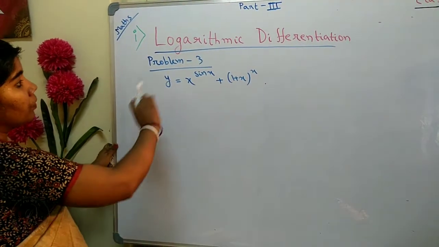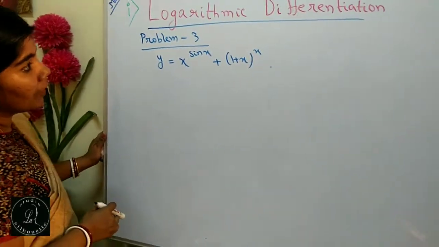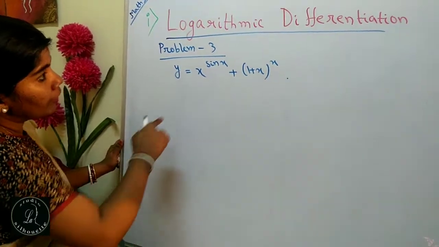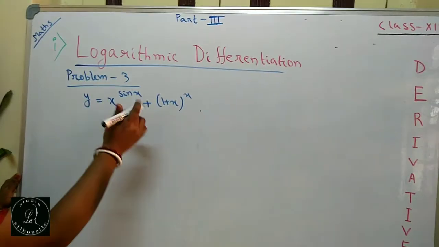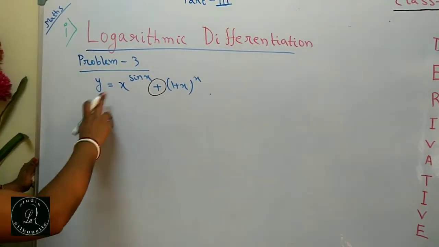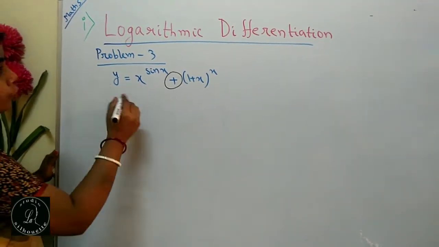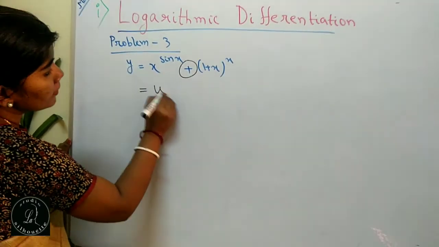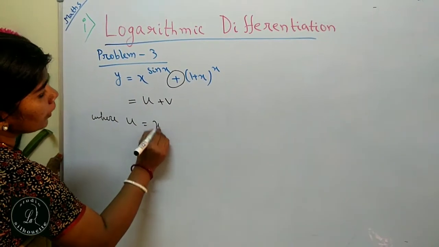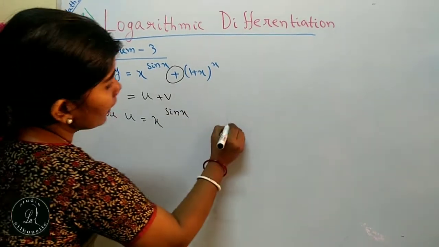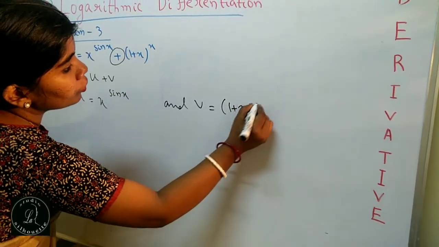Now problem number 3 is y equal to x to the power sin x plus (1 plus x) whole to the power x. Now how to find this derivative? If we take logarithm on both sides, since there is a plus sign, we can't separate these two parts. So what we will do here, we will assume this as u plus v, where u equal to x to the power sin x and v equal to (1 plus x) whole to the power x.